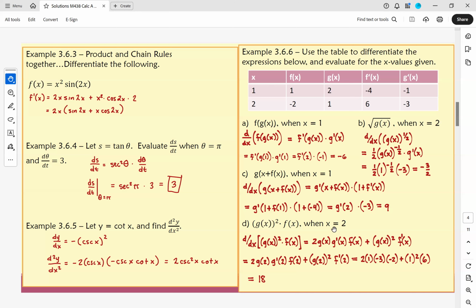And now again, we're plugging in 2 for all the x's throughout here. Once we have that mapped out, we plug in values from the table. We should end up with 18.